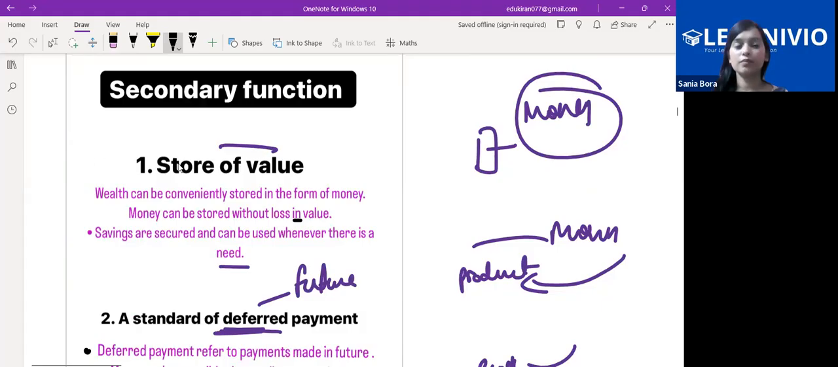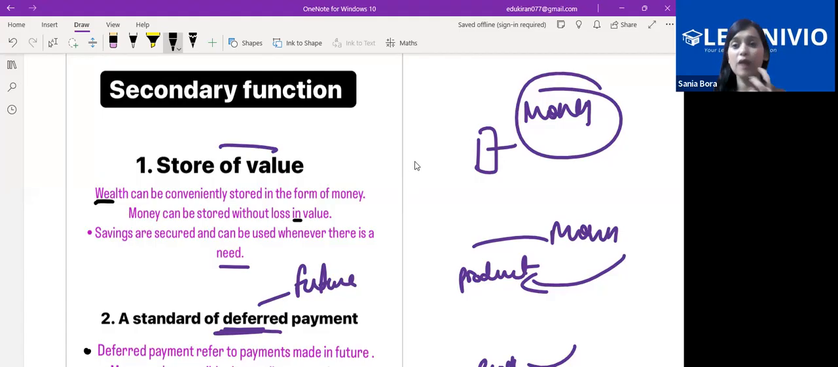See, a person who is storing the value, storing the money, that person is wealthy. He's very wealthy, right? So wealth can be conveniently stored in the form of money. If you want to store your wealth, you can store it in terms of money.